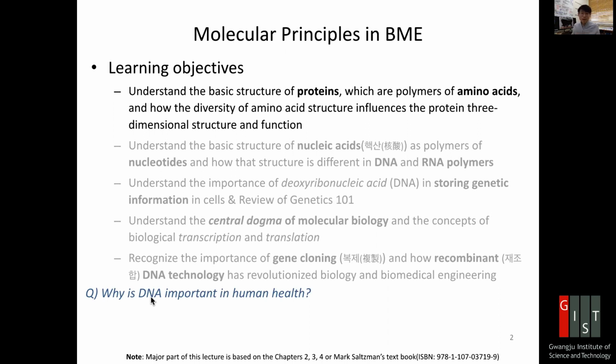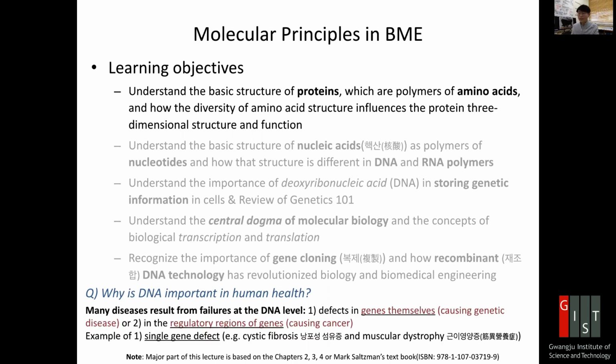So we have heard a lot about DNA. Probably a lot of you already know what DNA is. And in fact, thinking about human health issues, many diseases result from failures at the DNA molecular level. For example, there could be a defect in the gene, which is in DNA, that causes genetic disease. However, I would say these are relatively rare.